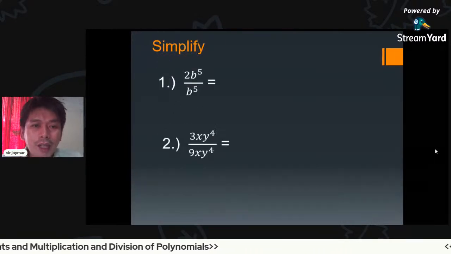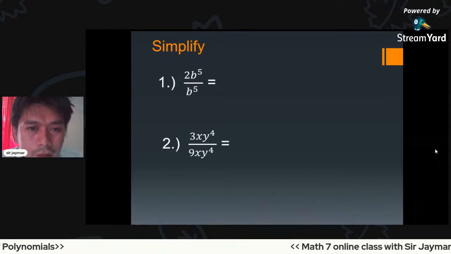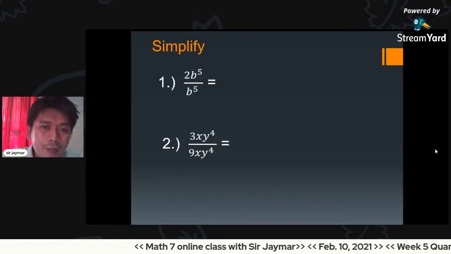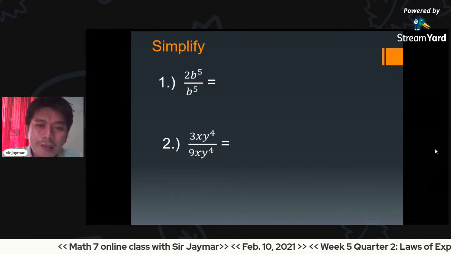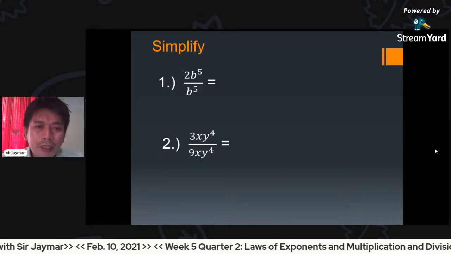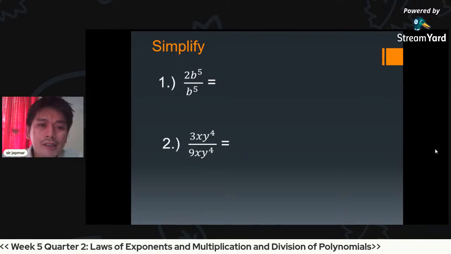Okay, simplify this. If you are going to simplify, there should be no negative exponent in the variables. That will be the simplest form of the expression. Okay, let us answer this one.